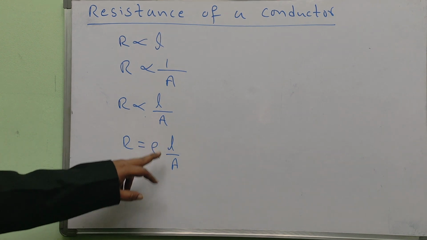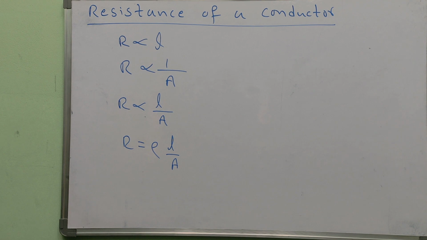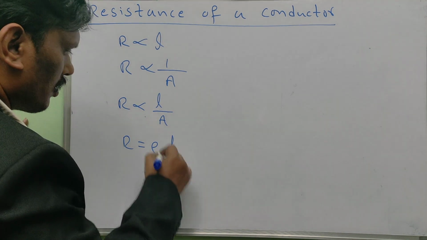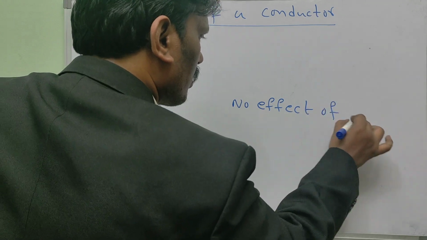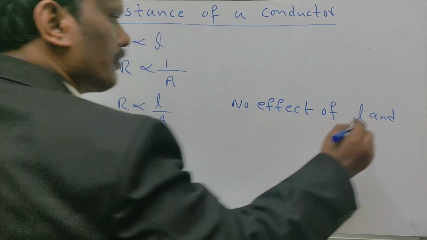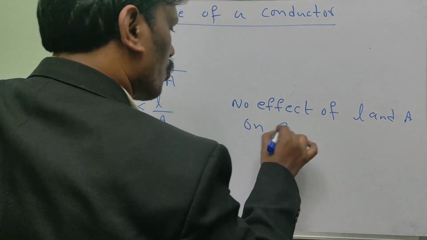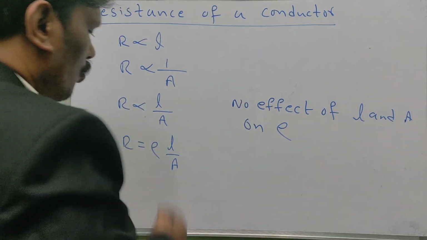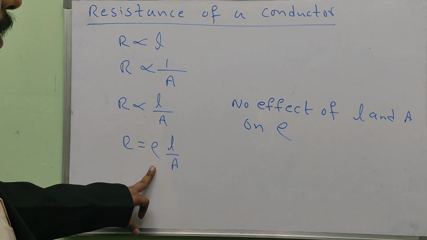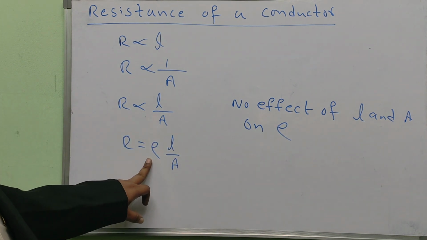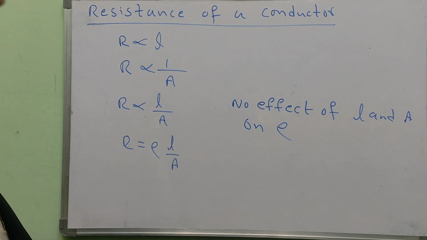Remember, my dear students, resistivity does not depend upon the physical quantities involved in the formula. Why? Because resistivity is a proportionality constant. So there is no effect of L and A on rho. Whatever the length, whatever the area of cross section, resistivity won't change. That's why resistivity is independent of length and area of cross section.